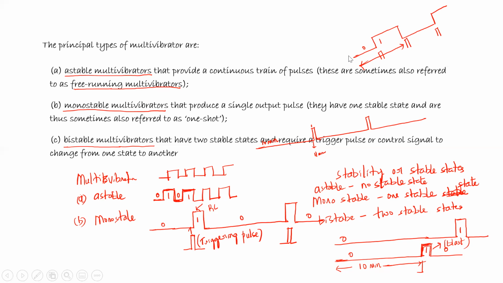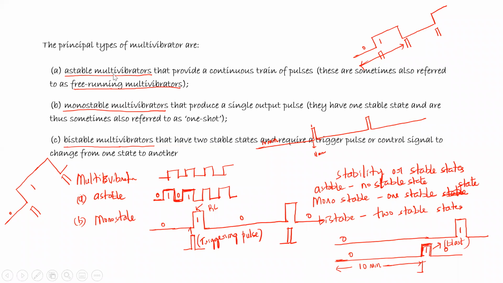When 0 is stable, for it to become 1 we need to apply the triggering pulse. This 1 is also a stable state. Till I apply another triggering pulse, it will not become 0. Only after application of a triggering pulse, it will become 0. So this is what bistable is.